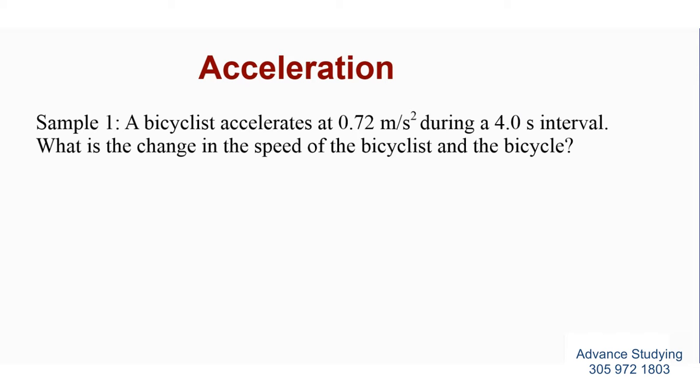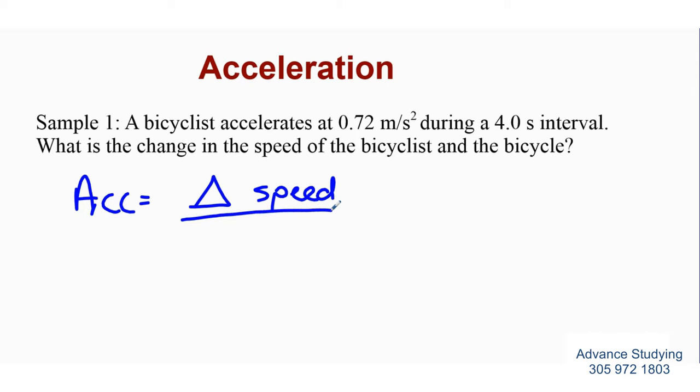The equation is acceleration equals change in speed. This little triangle means change, that's delta, change. Change in speed divided by the time. Let's see what I have. I have my acceleration. Yes, I do have my time. I'm looking for the change in speed. So this is what I'm missing. I'm missing the change in speed.